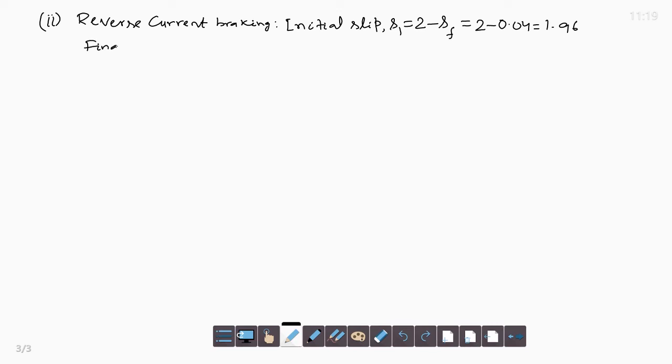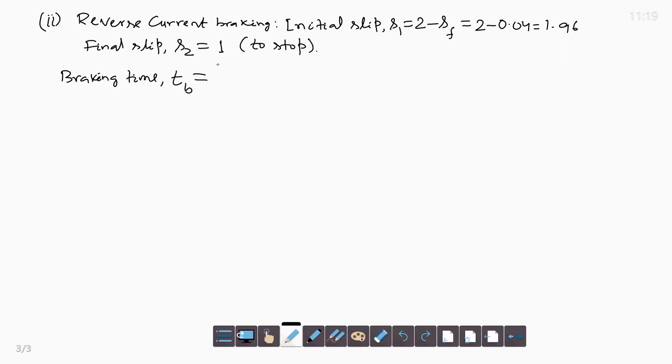Final slip S2 is 1. To stop the drive, corresponding to 0 speed, slip is 1. So, the braking time expression is already derived, so you can refer to that.